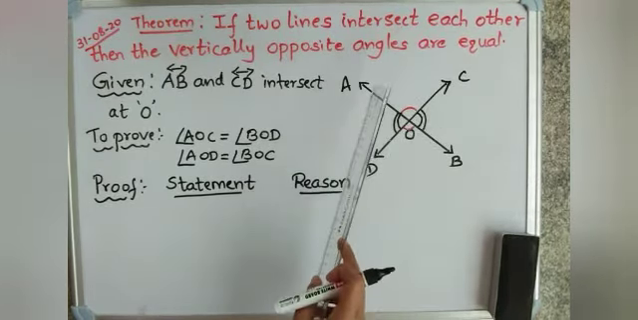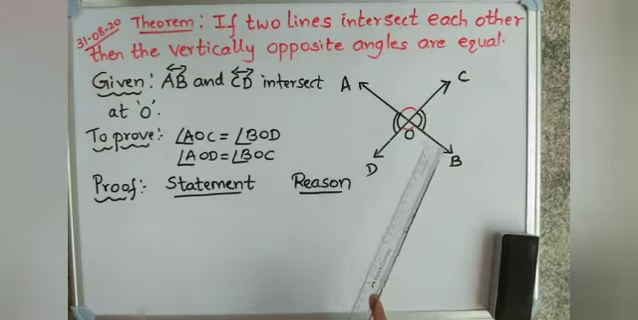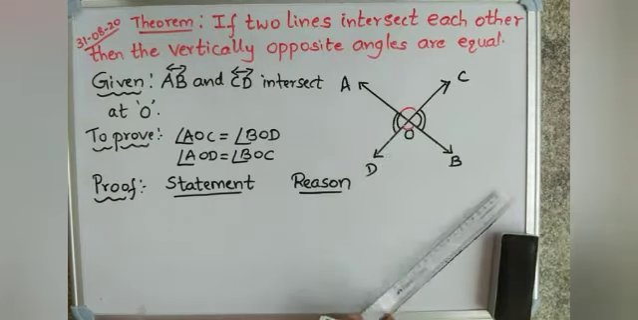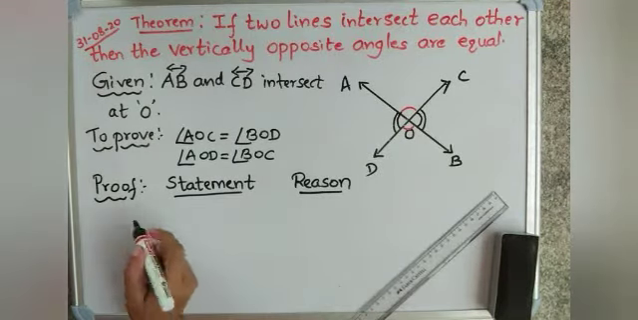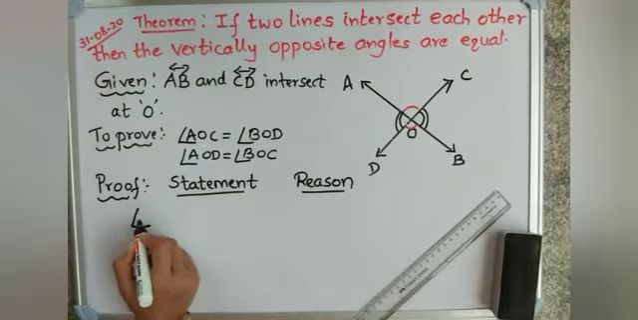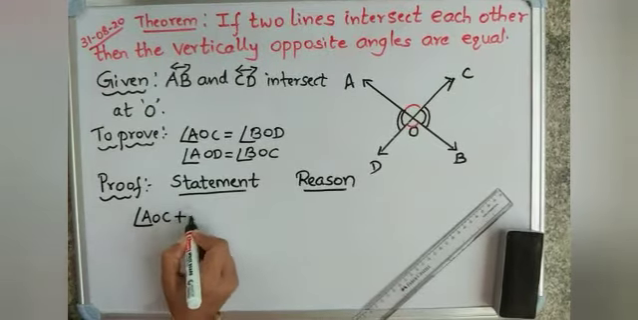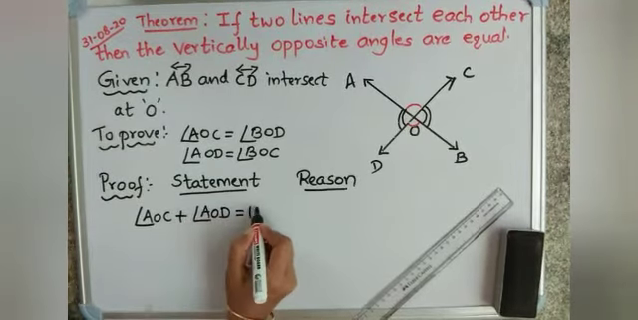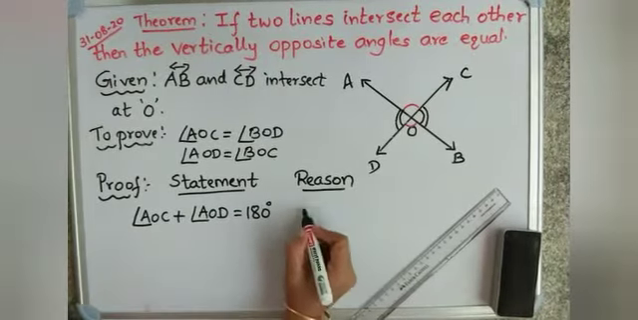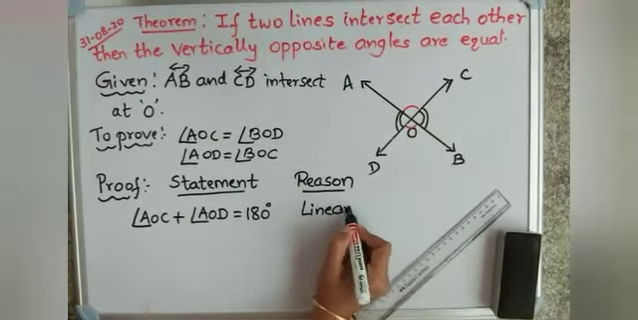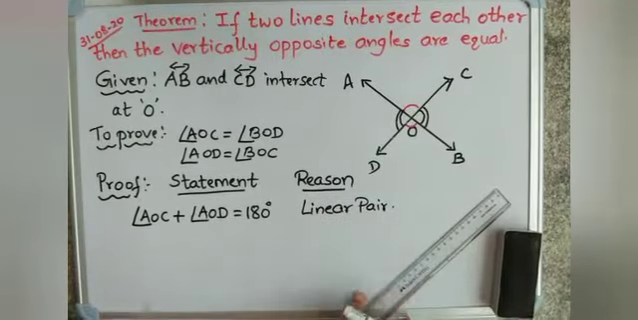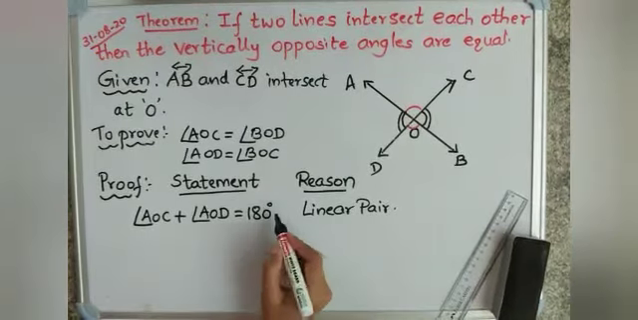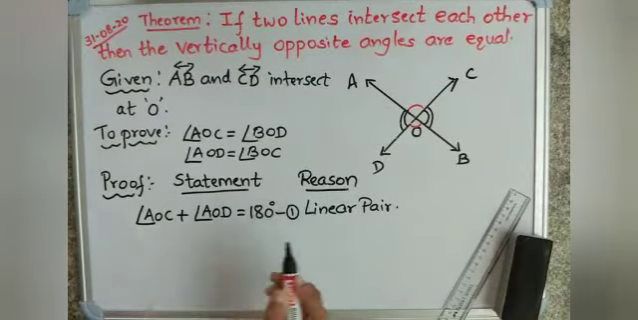So I am going to say now angle AOC and angle AOD. These two angles, if you add up, how much is it? That is 180 degree. What is the reason? That is linear pair. So I am writing here angle AOC plus angle AOD is equal to 180 degree. Reason is linear pair. That means if they add up, it is equal to 180 degree. This I am naming as equation 1.